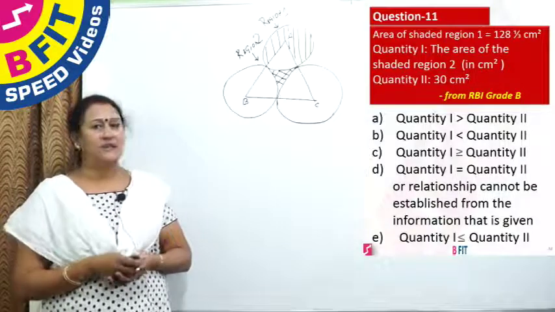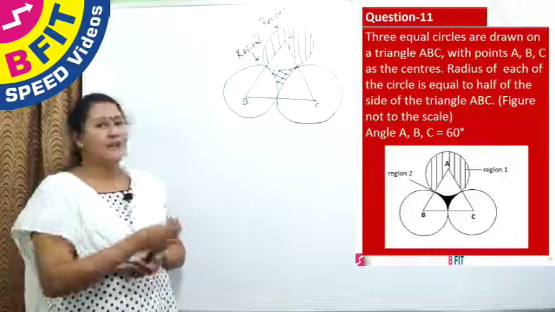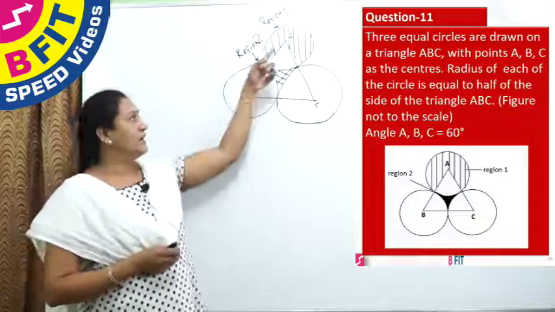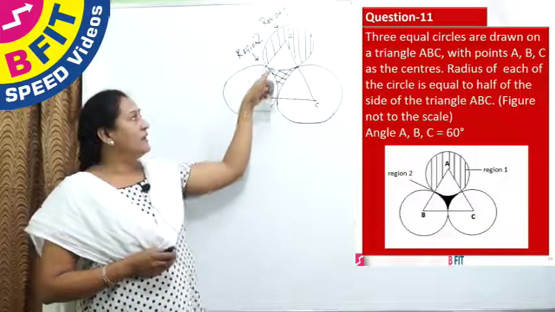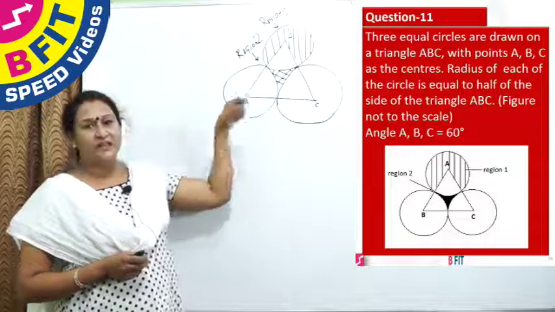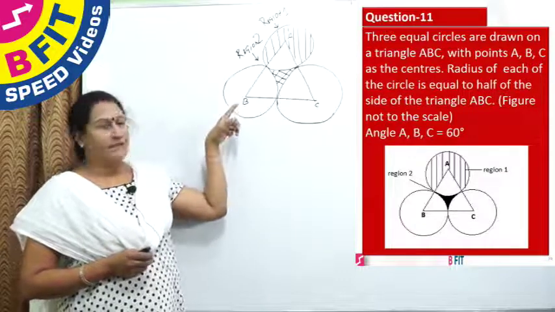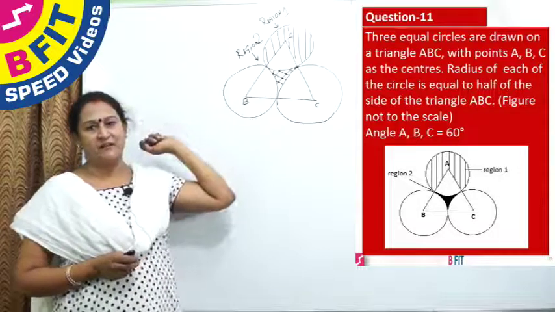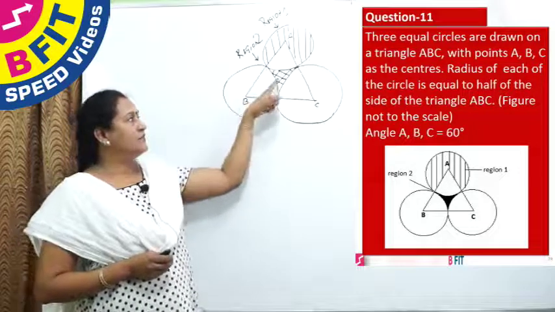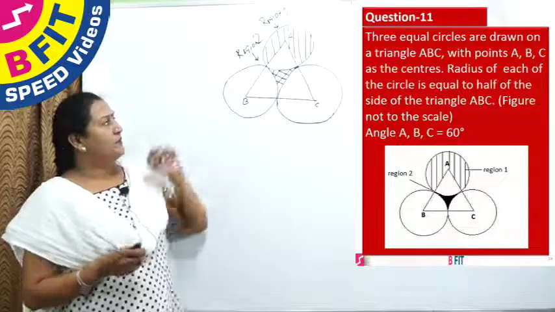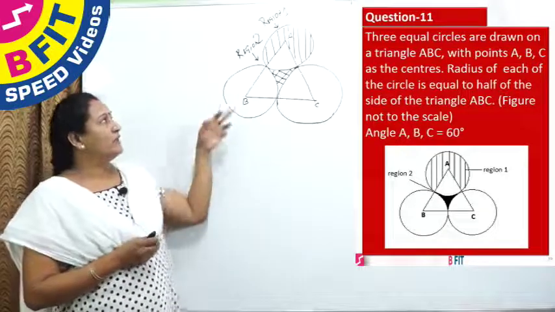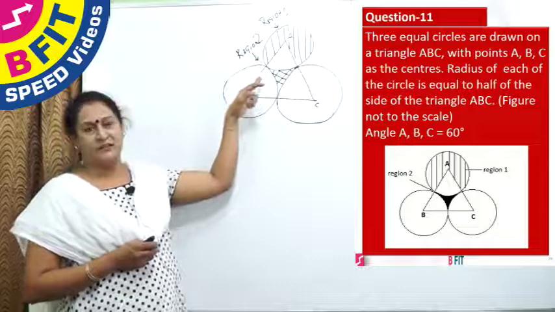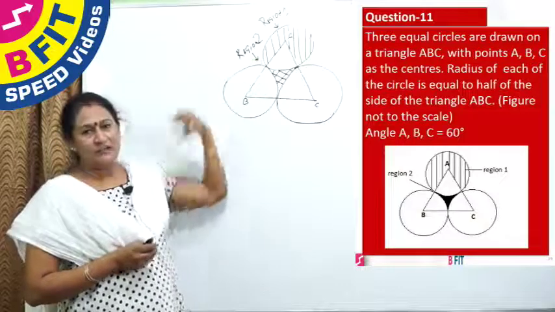First I'll explain the question to you. Here we have a picture. There is a triangle ABC and at the vertices three circles are drawn of equal radius. The radius of the circle is half of the side of the triangle. We have to find this region 2, and by seeing this picture, many will think that region 1 is greater than region 2, and obviously region 1 is greater.